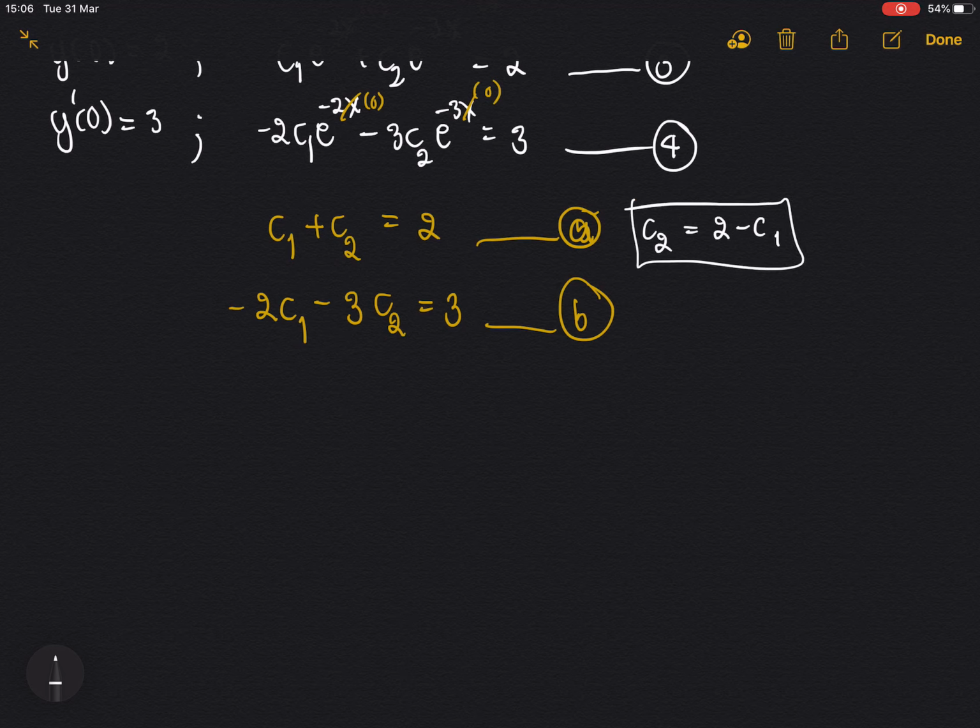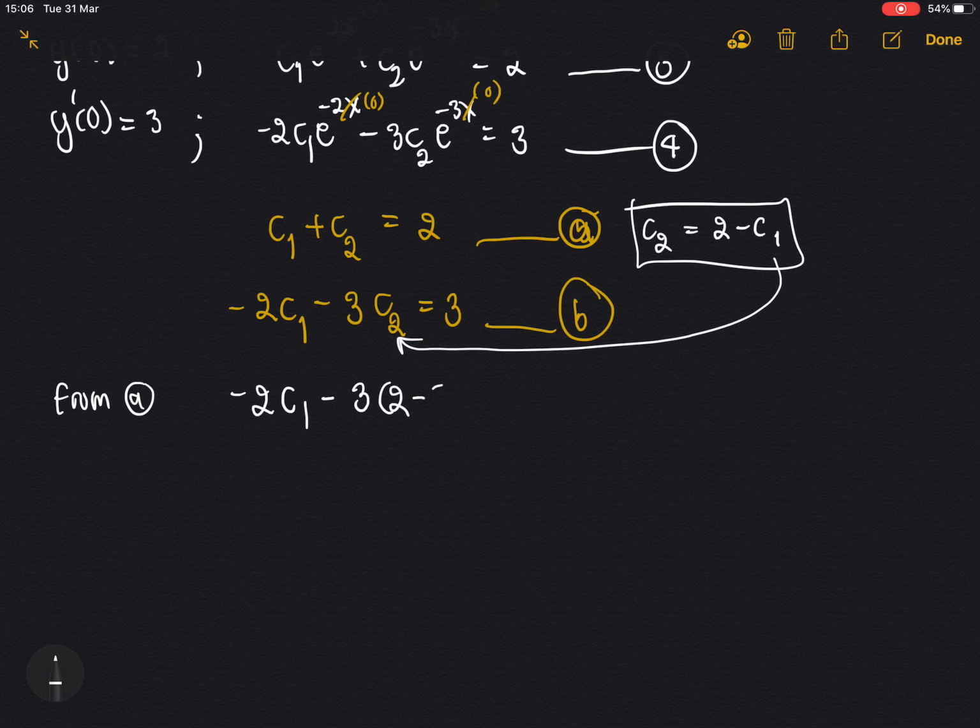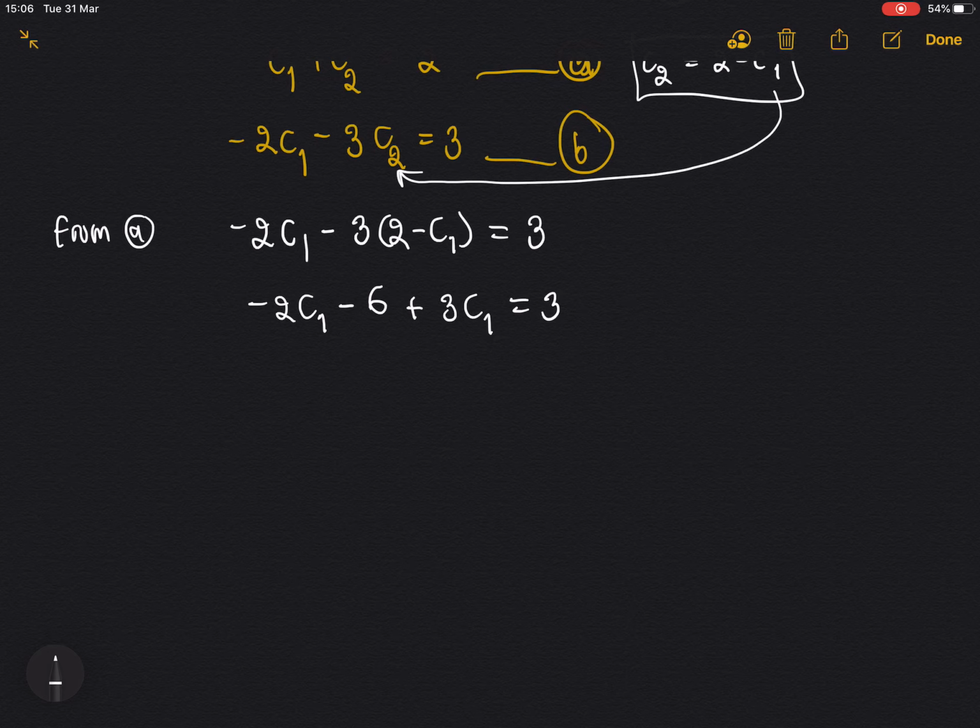And then from the expressions A, we know that minus 2 c1 minus 3 multiplied with c2, but c2 in this case we have to substitute with 2 minus c1, is equivalent to 3. So that would be 2 minus c1 minus 3 multiplied with 2 is 6, plus 3 c1 equivalent to 3. So therefore minus 2 and plus 3 becomes c1 is equivalent to 3 plus 6. Therefore our c1 is equivalent to 9.